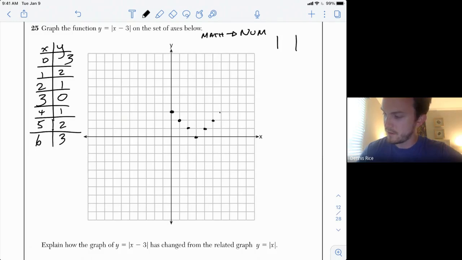and so on. I get my V-shaped graph. It's important that we put arrows. That could be something you lose 1 for. Right? Put arrows on your graph. You don't need to label if it's not a system.